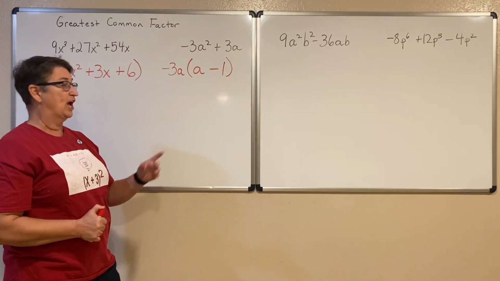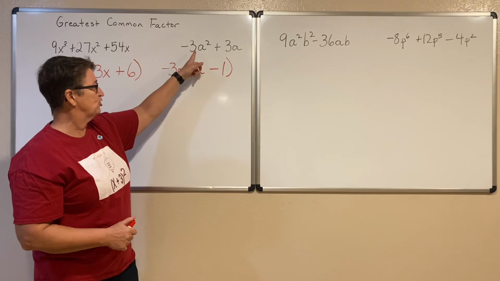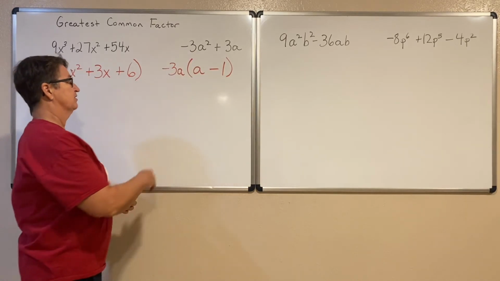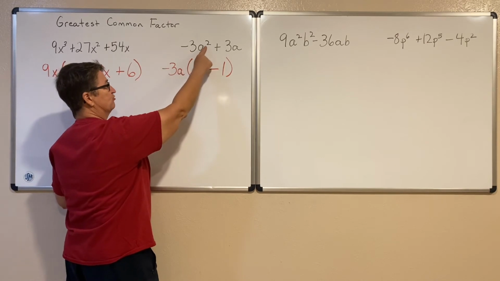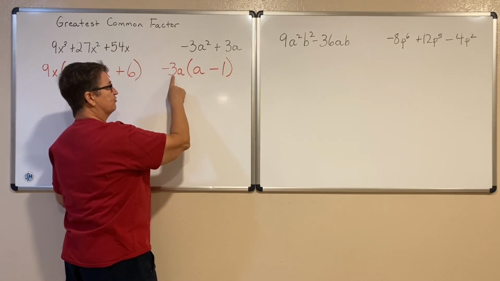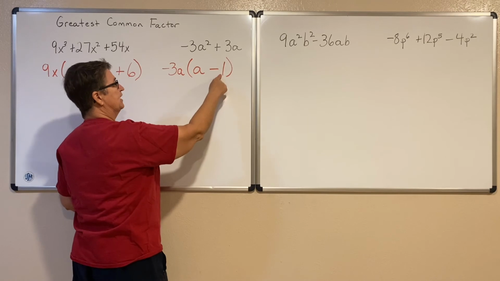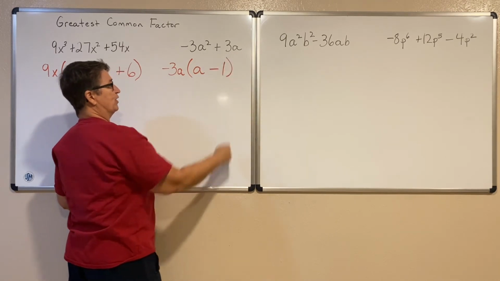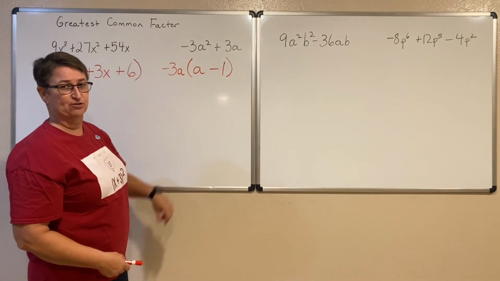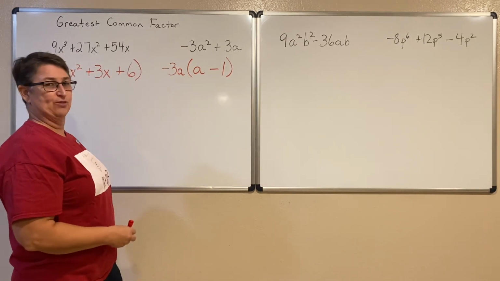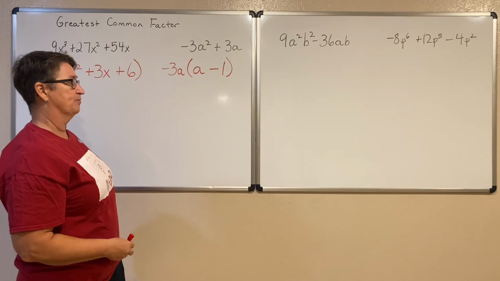Then I can check and do this multiplication to make sure I really get back to that product. Negative 3a times a gives me a negative 3a squared. Negative 3a times a negative 1 gives me a positive 3a. So when I multiply that back out, I really do get back to that product. We factored that using the greatest common factor.